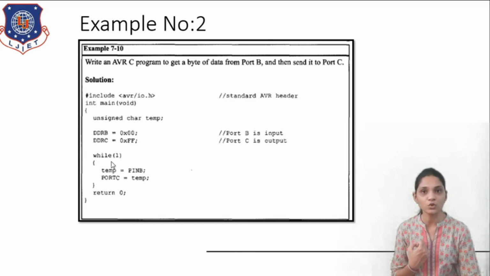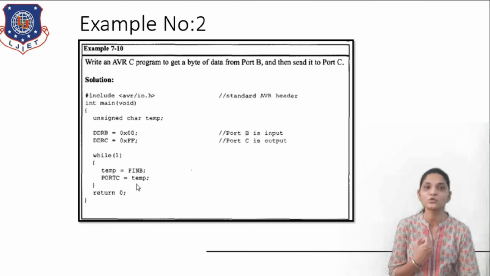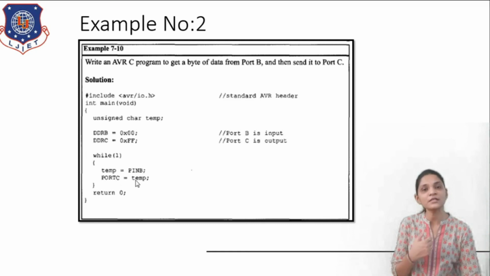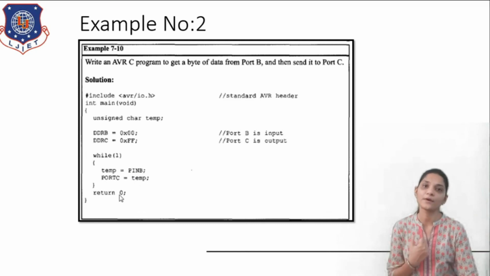Then we are using the loop while(1), temp equals PINB, that is getting port B as an input, and then using PORTC equals temp, that is transferring the temporary data to the output port C.